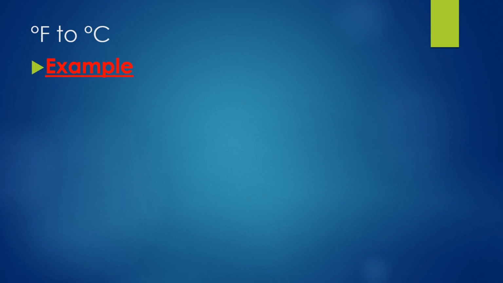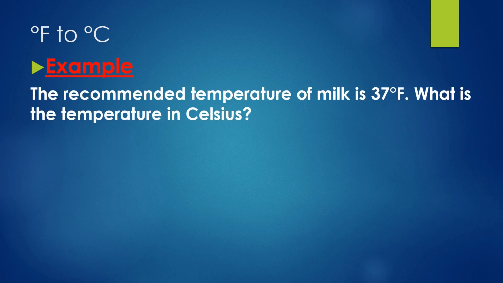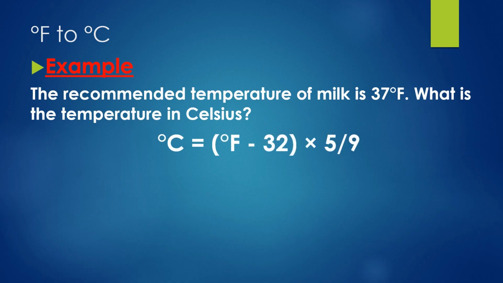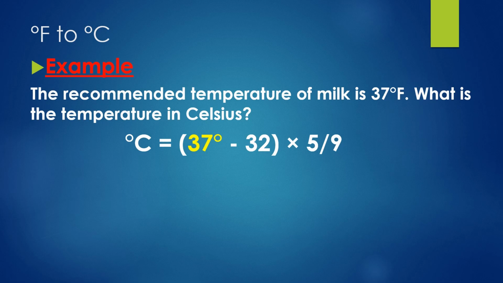Let's look at an example. To go from Fahrenheit to Celsius, the recommended temperature of milk is 37 degrees Fahrenheit. So what is that temperature in Celsius? Well, Celsius would equal Fahrenheit degrees minus 32 multiplied by 5/9. So let's put the degrees of Fahrenheit in the problem. There it is. We have 37 degrees minus 32 times 5/9. But to make this a little easier, since 5/9 is kind of a hard thing to multiply by, we're going to rewrite this a little so you can see it in a clearer way.